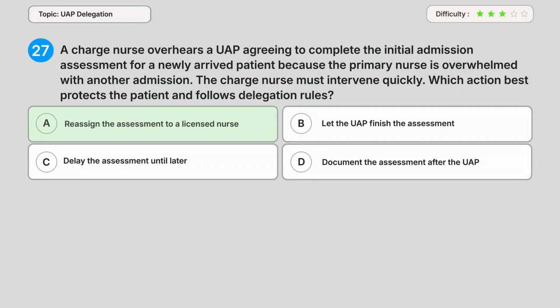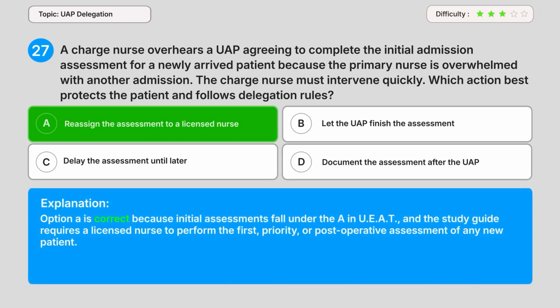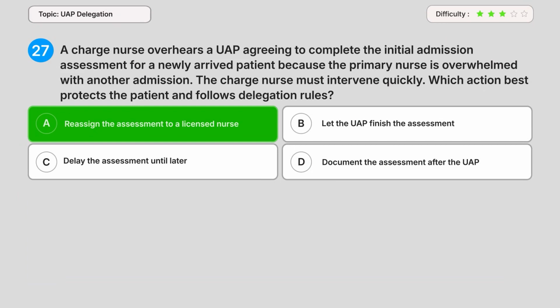Correct answer: A. Reassign the assessment to a licensed nurse. Option A is correct because initial assessments fall under the A in UEAT, and the study guide requires a licensed nurse to perform the first, priority, or post-operative assessment of any new patient.